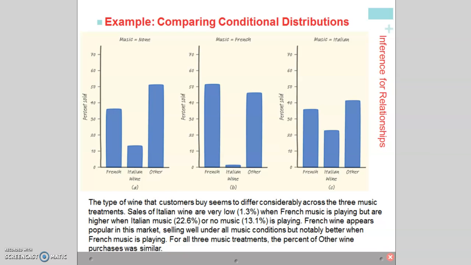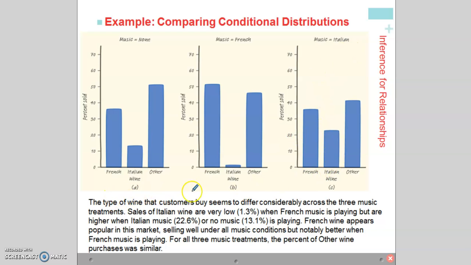You can see then in part C it was a question of, are these distributions very different or are they similar? In what ways are they similar and in what ways are they different? One big difference you can see here is the amount of Italian wine changes a lot between these three different types of music. You can see very little Italian wine when French music was being played, a little more than 10%, close to 15% when no music was played, and over 20% when Italian music was played.